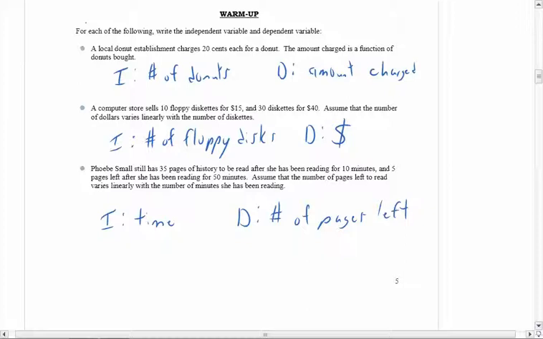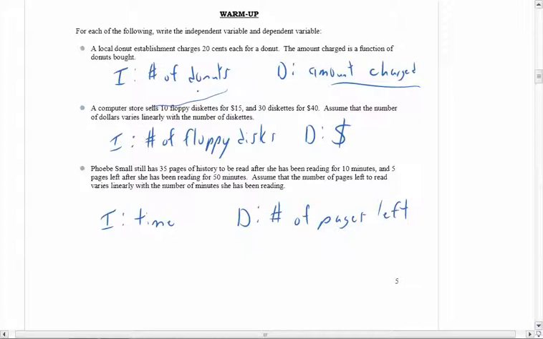So when I look at this first one, it says a local donut establishment charges 20 cents for each donut. The amount charged is a function. So they're telling you right now that the amount is the function, and it's a function of donuts bought. So I'm going to say that the independent variable here is the number of donuts bought. That's what I have control over. That's the independent variable. What's going to depend on that is how much I'm charged, because of course the more donuts I buy, the more I'm charged. And it kind of depends on that.